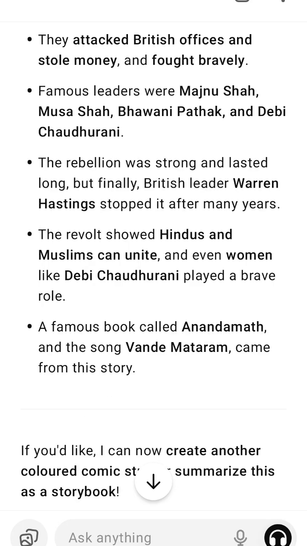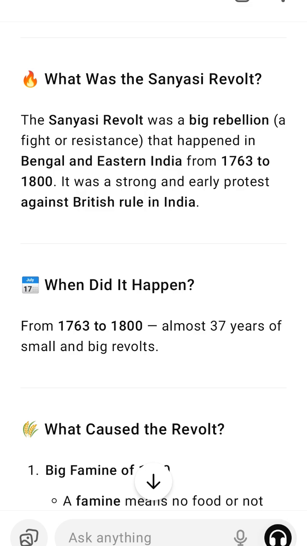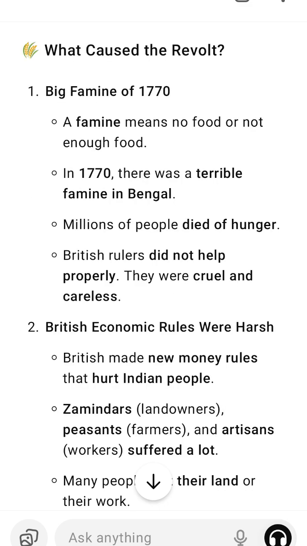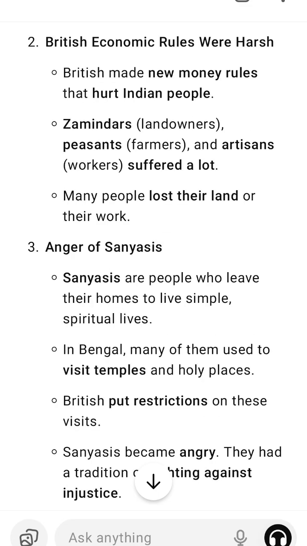In Bengal, many of them used to visit temples and holy places. The British put restrictions on these visits. Sannyasis became angry. They had a tradition of fighting against injustice. Who fought in the revolt? It was not just the sannyasis. Many other poor and angry people joined.